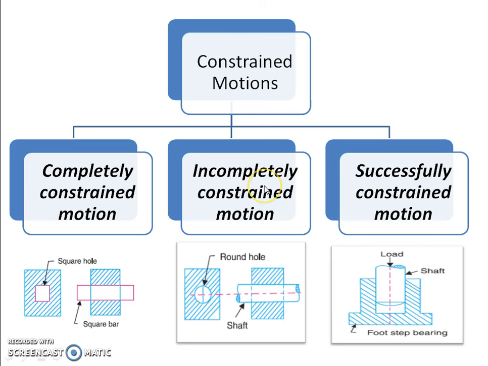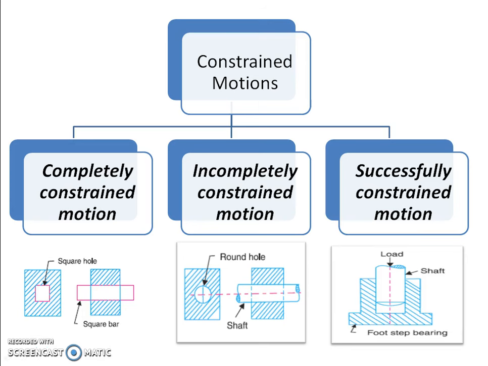Second type is incompletely constant motion. When the motion between the pair can take place in more than one direction, then the motion is called incompletely constant motion. For example, the motion of the round bar in the round hole. The round bar has rotary motion as well as reciprocating motion, so it is called incompletely constant motion.